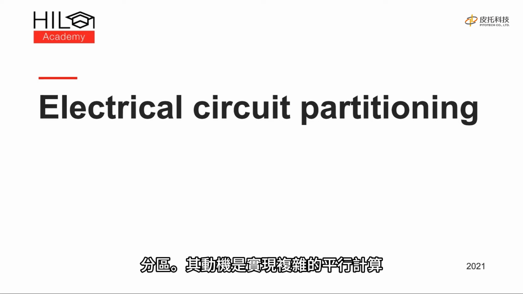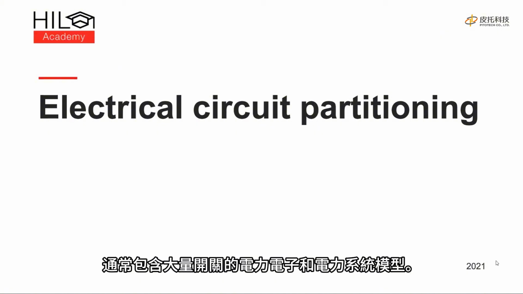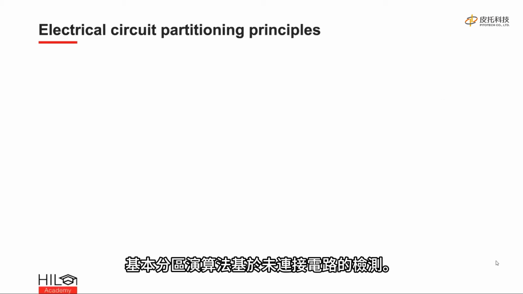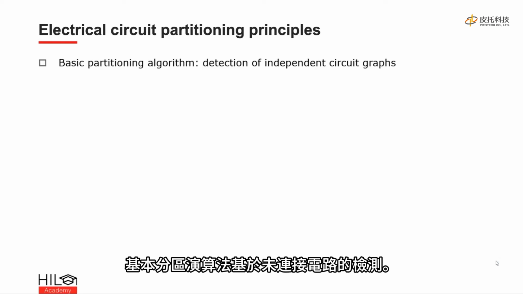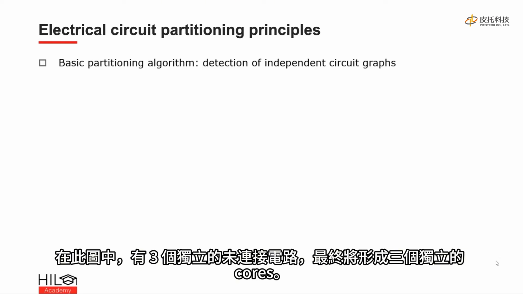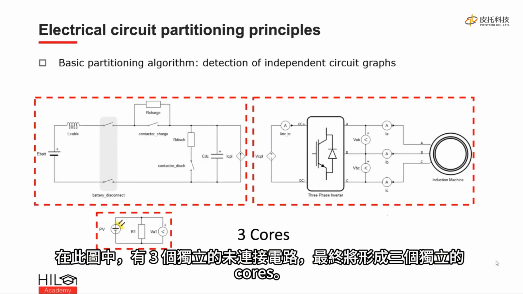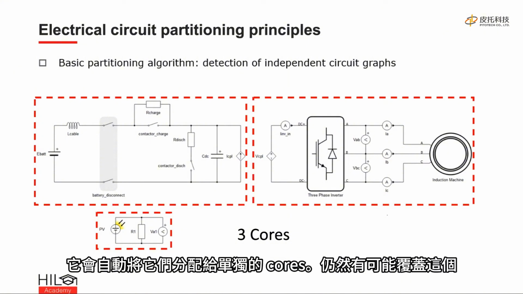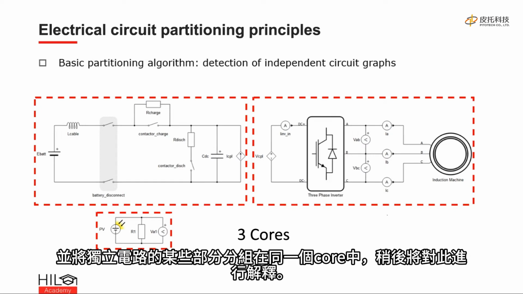The motivation is to enable parallel computing of complex power electronics and power system models that usually contain a large number of switches. The basic partitioning algorithm is based on the detection of unconnected circuits. In this diagram, there are 3 separate unconnected circuits that will end up in 3 separate cores. This is because when the schematic editor detects unconnected circuits, it assigns them automatically to separate cores. There is still the possibility to override this and group some parts of separate circuits in the same core, which will be explained later.